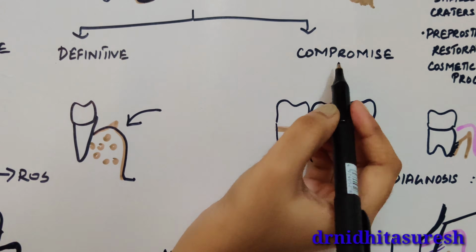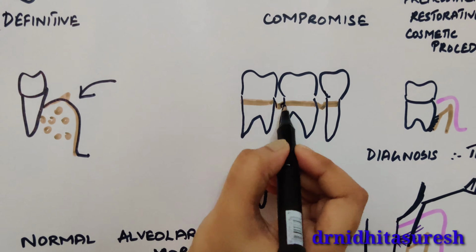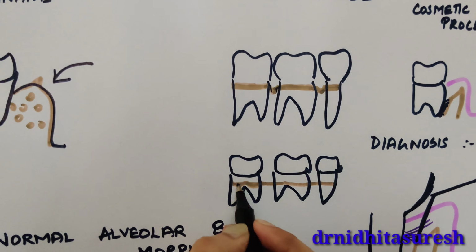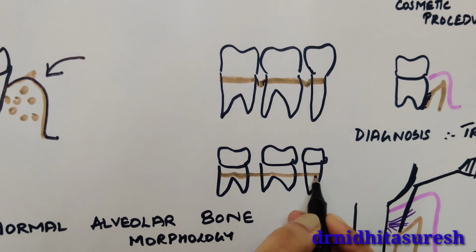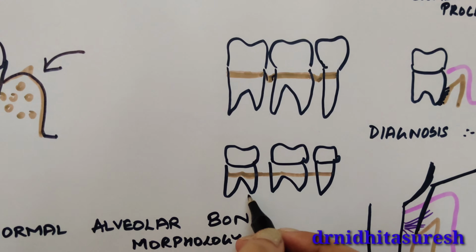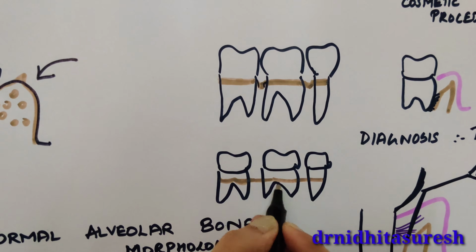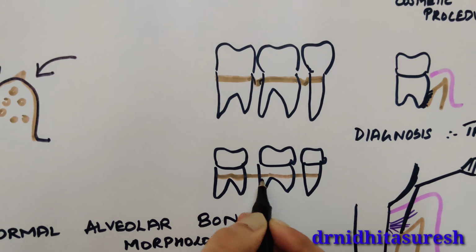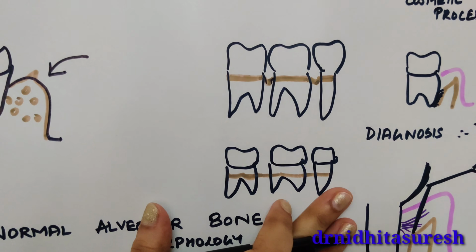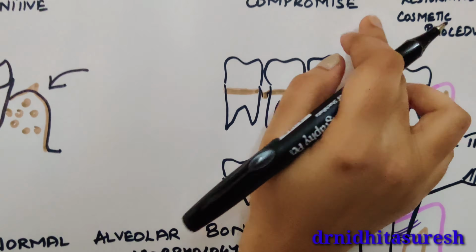But what do you mean by a compromised osseous surgery? Imagine there is a two-wall defect here. Okay, and you are correcting it, and you have brought it to a flat architecture. But we know that the ideal architecture is a positive architecture. Okay, but if I do a positive architecture, I'll be removing a lot of tooth supporting bone here. So I don't want that. I'm going to stop it like this. So this is called compromised osseous surgery.